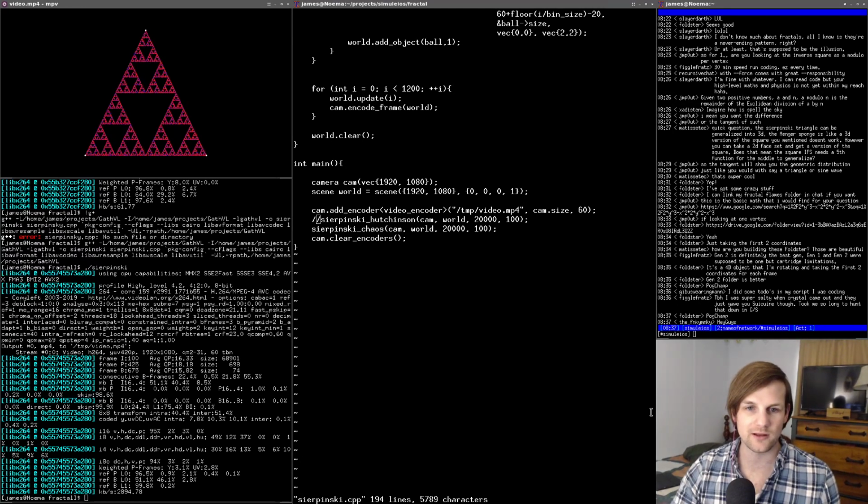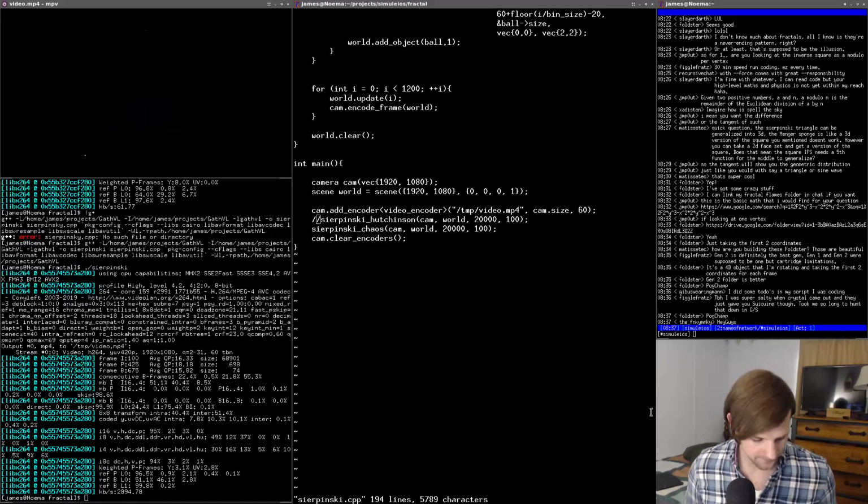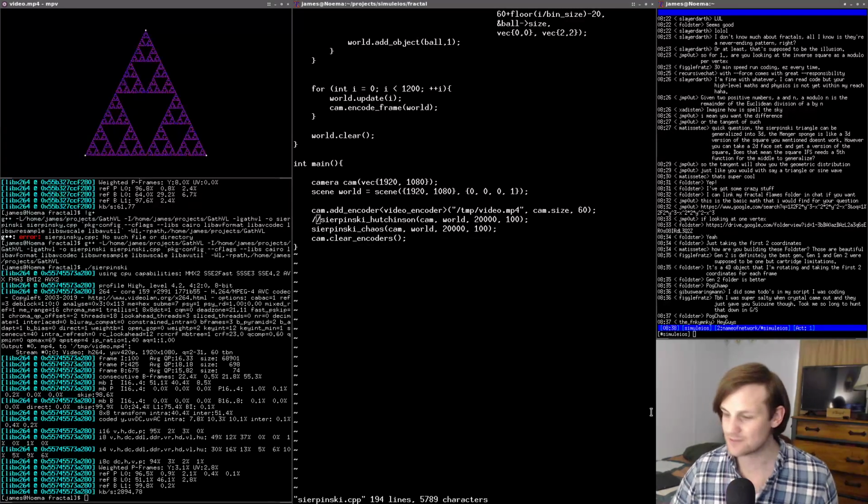Okay, so here's our Sierpinski triangle animation. Let's talk about the elephant in the room, and that is the Hutchinson operator traversal.